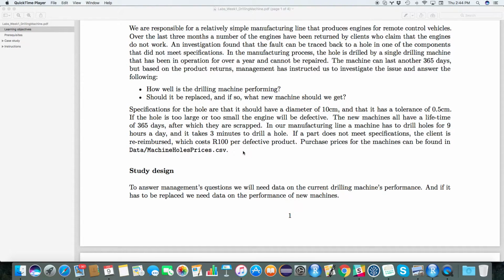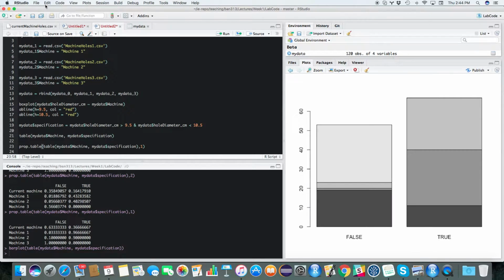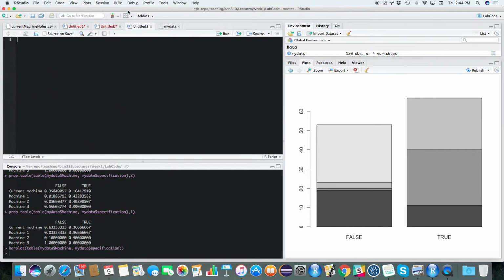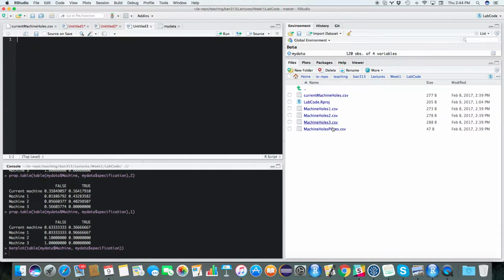Okay, so I'm not going to show you exactly how to do it. I'm just going to give you some hints, and the rest I'll leave to you to figure out. So first thing, we probably want to just look at that new data that we have. So we have our current machine prices, there we have machine holes prices.